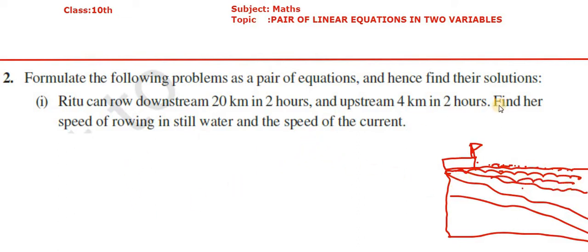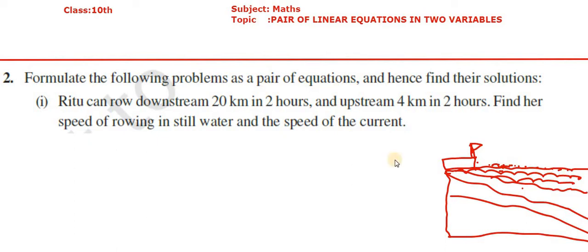Now the speed of rowing is nothing but the pulling of water. Using some sticks or some instrument, the boat riders pull the water back. When they pull the water back, the boat moves forward according to Newton's third law: for every action there is an equal and opposite reaction. So we need to find at what speed she is pulling the water back, and also the speed of the water current, the speed at which the water flows by itself.